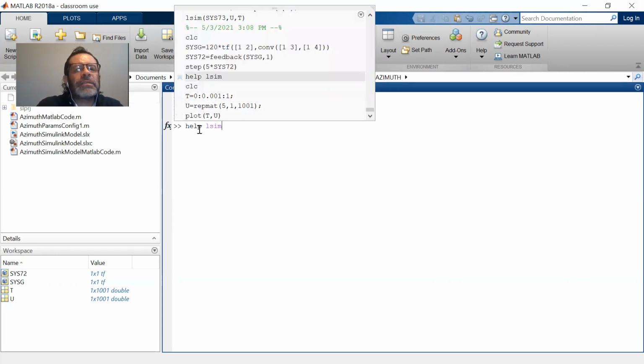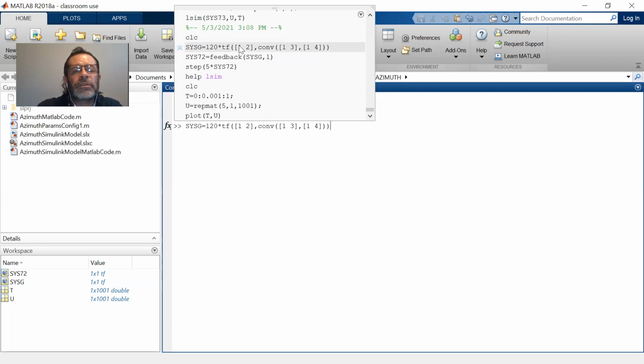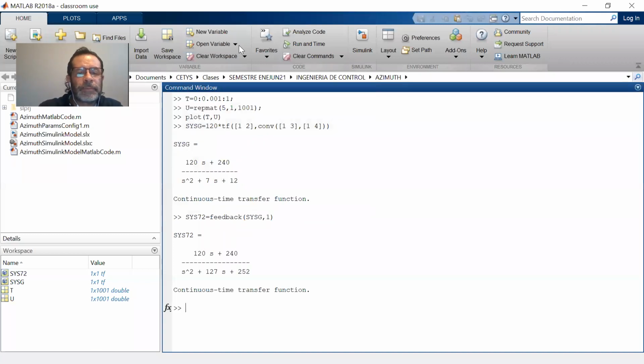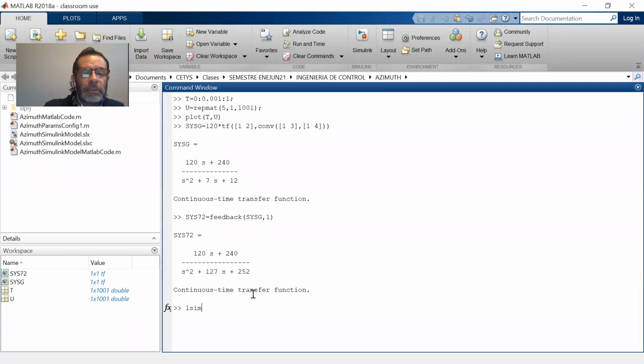I'm going to have to define my system again because I did a CLC, so I erased everything that I did. So I'm going to do that again. I'm going to do this first. Then I'm going to do this. Okay. And now instead of calling the step function, I'm going to call the LSIM function.